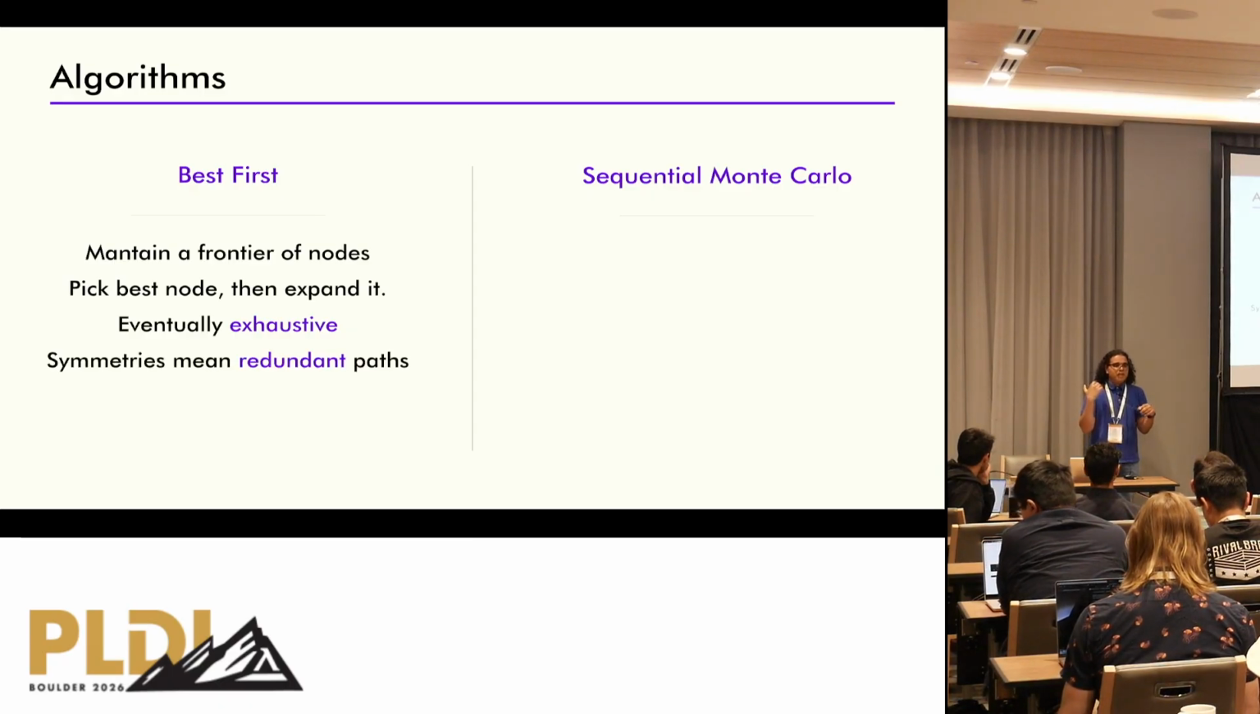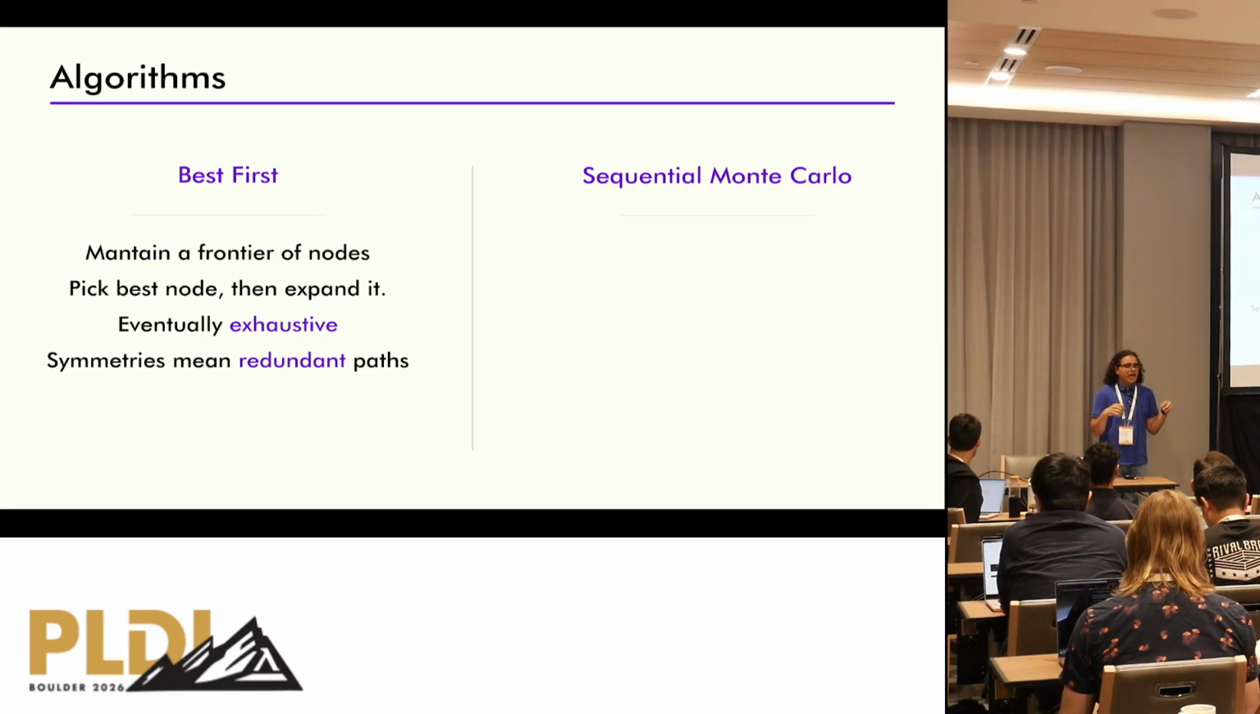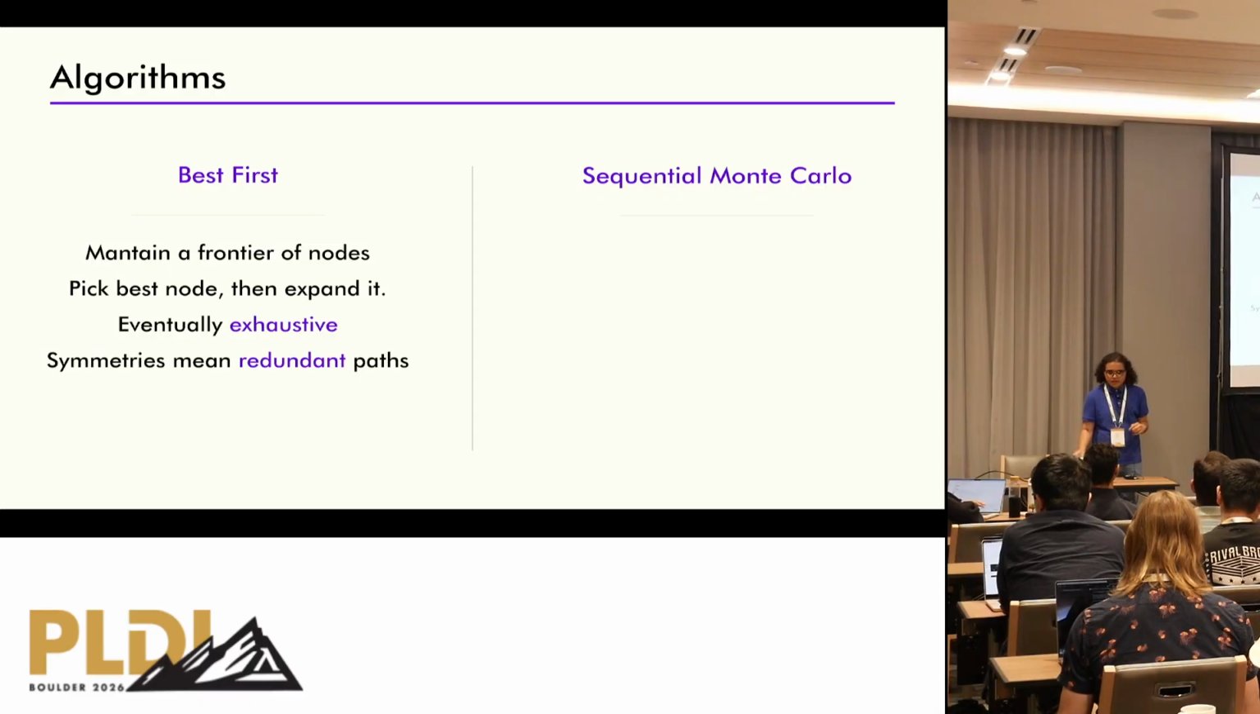And the main downside to it is that symmetries mean redundant paths. In other words, if you've got a plus AB pattern somewhere and you've got a plus BA pattern, then you're going to have to explore both of them to some degree. Maybe you'll be able to prune one with a lower bound, but if you can't, you just have to look at both of these, and they're kind of redundant.